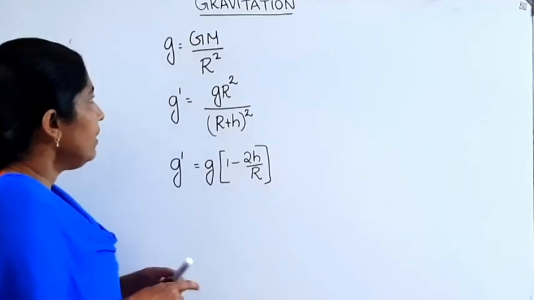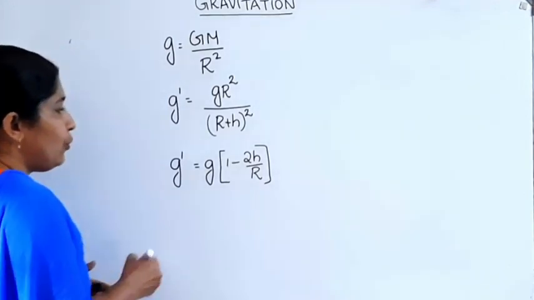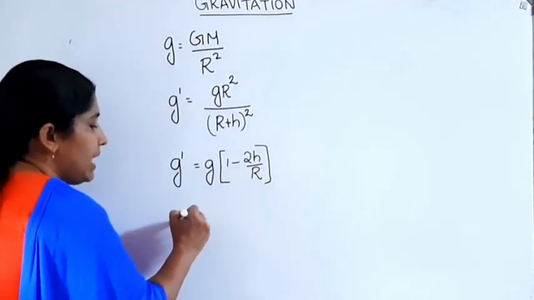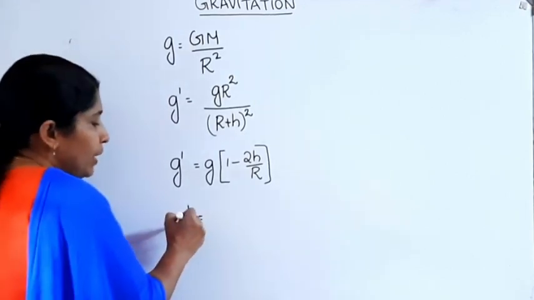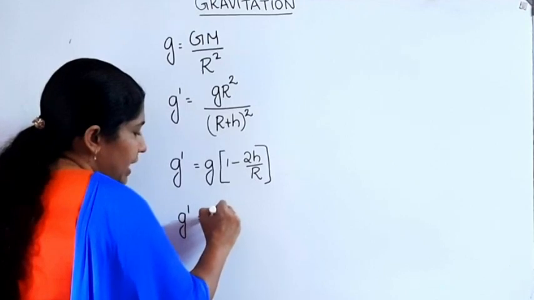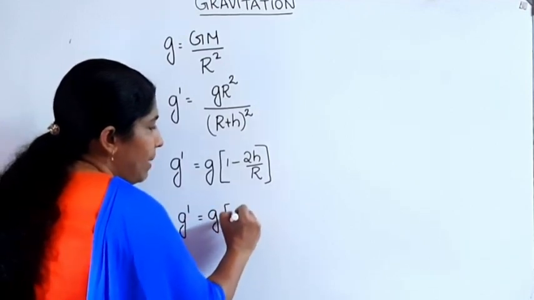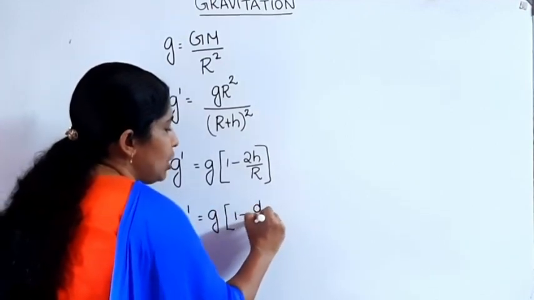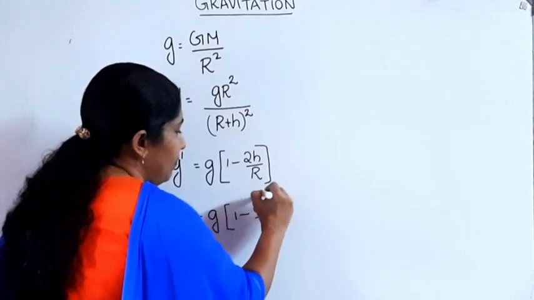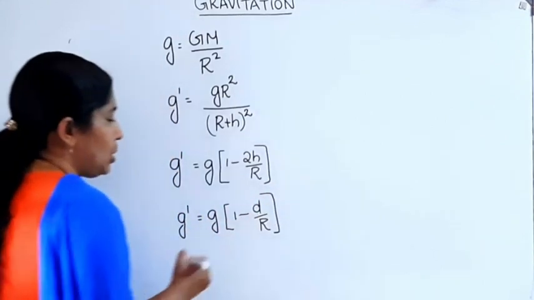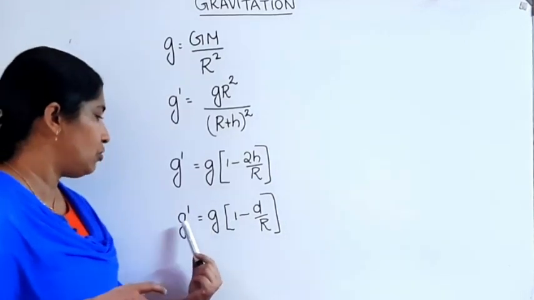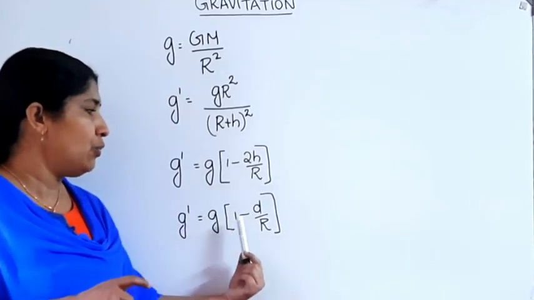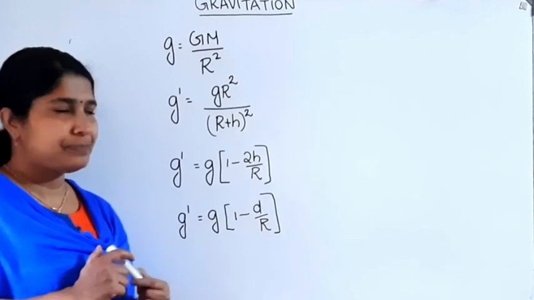Then what about the equation for the acceleration due to gravity at a depth d below the surface of the earth? To find out the acceleration due to gravity at a depth d below the surface of the earth, g dash is equal to g into (1 minus d by r).